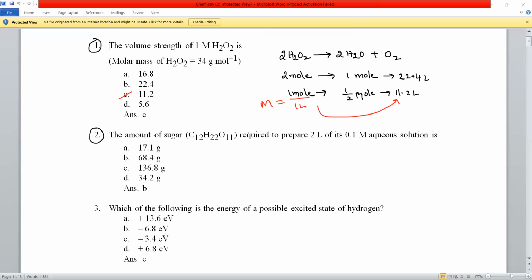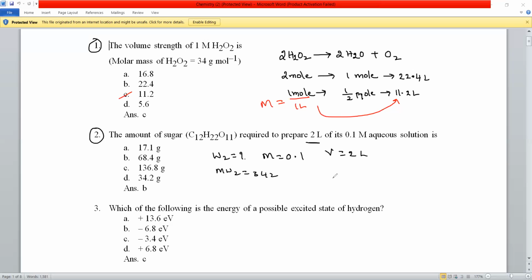The amount of sugar required to prepare 2 liters of its 0.1 molarity of aqueous solution. So he is asking here, volume is given, V is 2 liters, and molarity they have given is 0.1 molarity. They're asking for the amount, W2. Then MW2 for sugar we know is 342 grams per mole.